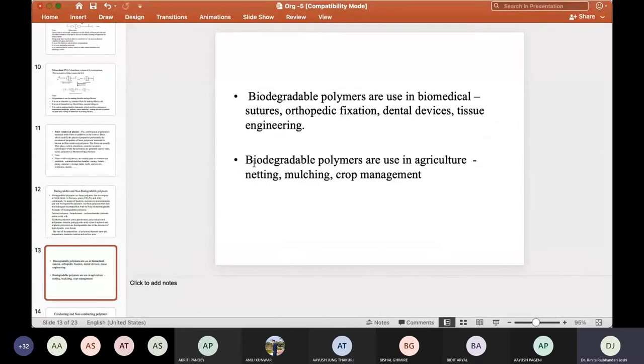Likewise, biodegradable polymers are used in biomedical applications, like sutures, orthopedic fixation, dental devices, tissue engineering, etc. And biodegradable polymers are also used in agriculture, like netting, mulching, crop management. So these are the uses of biodegradable polymers.